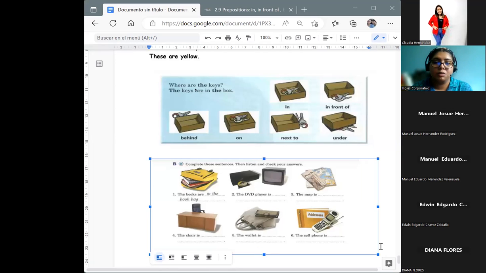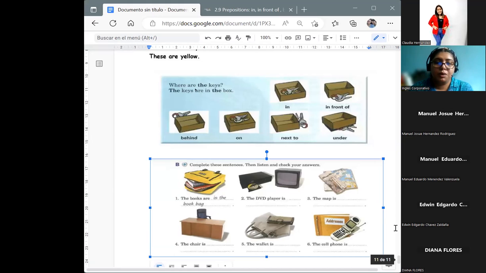Siguiendo esa parte de las preposiciones, vamos a responder esta parte de abajo. We have different things. The books are in the book bag. The books are in, están dentro. The DVD player is. ¿Dónde está el DVD player del televisor? Next to the television. Good. Next one, the map is. ¿En qué lugar está el mapa? Under the newspaper. Good, very good.